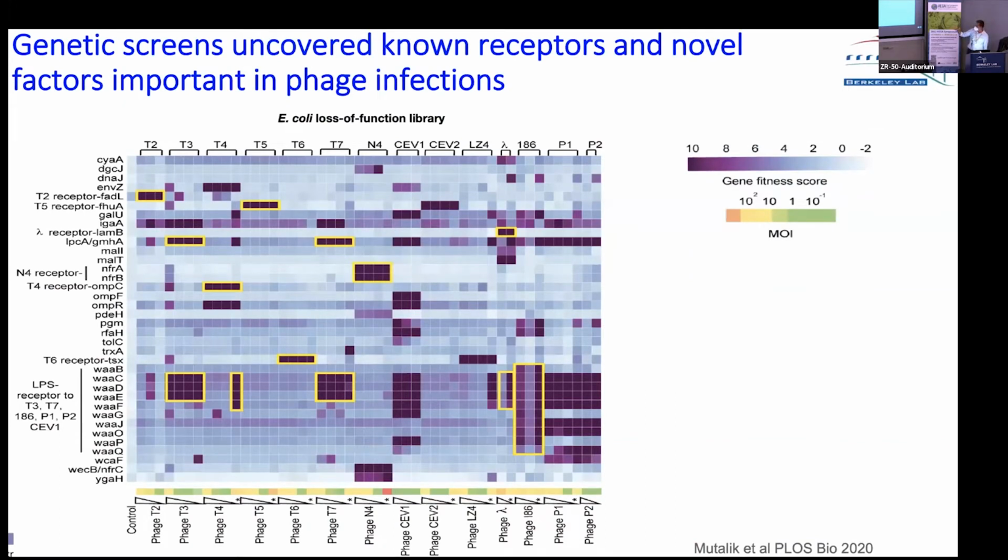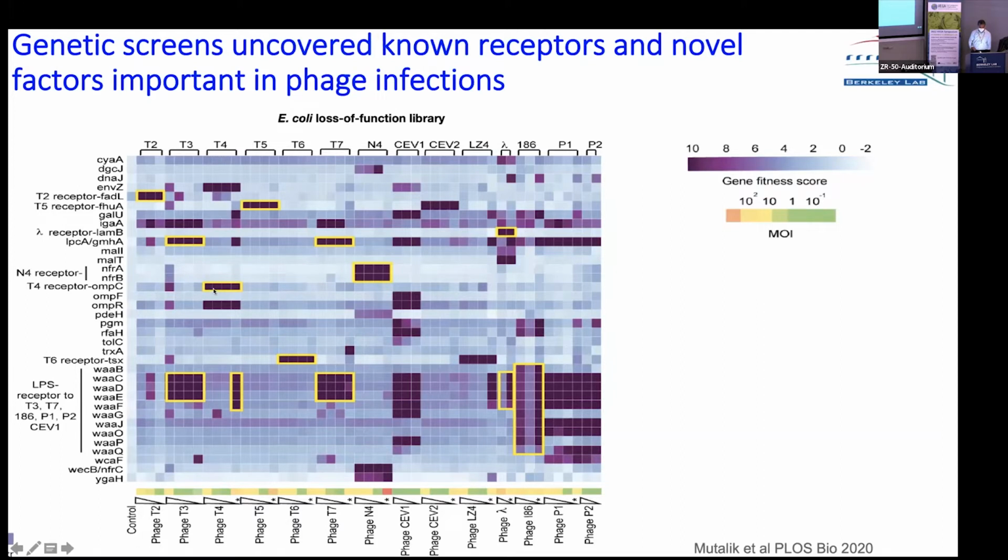So this is a snapshot of data, so don't get bogged down by the information here. The x-axis is different phages at different concentrations, and the y-axis is different genes. What we are looking at is the purple bar or dark purple color, which gives the highest score. The yellow squares are the known data, so we validate what is known. So just to take an example, phage T4 here. The receptor phage T4 uses is OMPC.